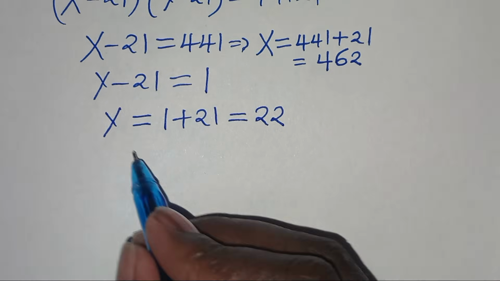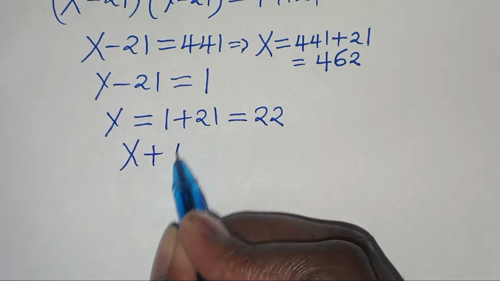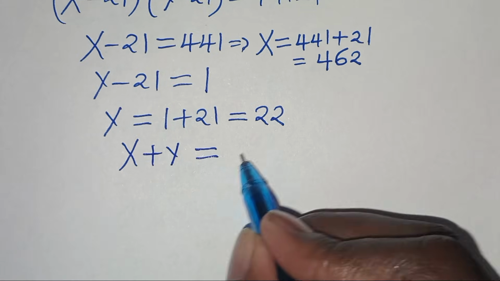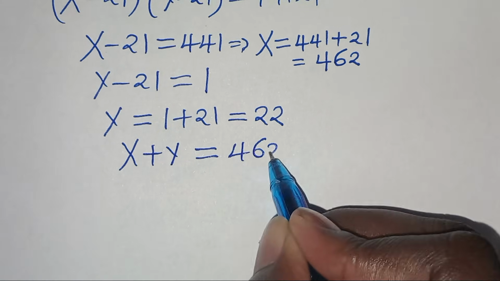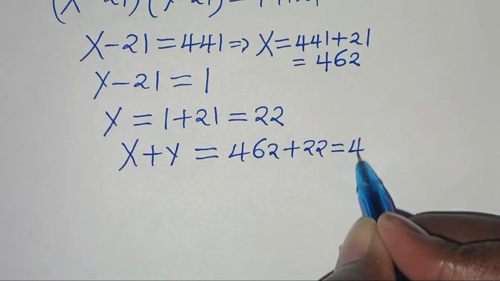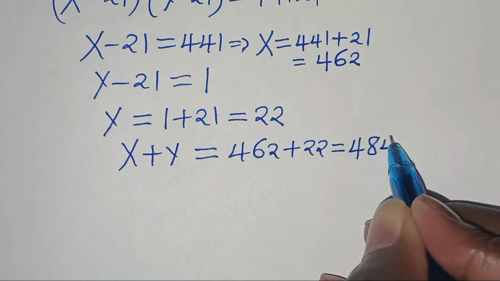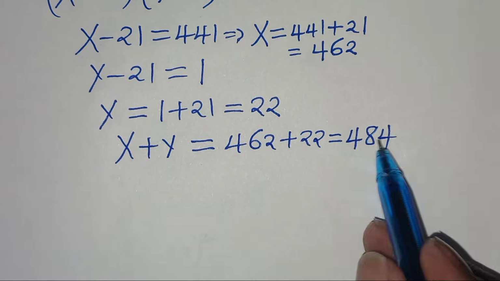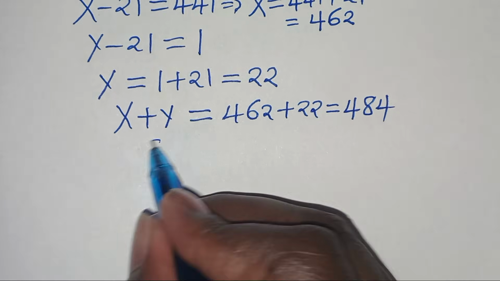So the question is x plus y. This is equal to 462 plus 22, which is equal to 484. This is the first solution we have. Now let's proceed to case 2.